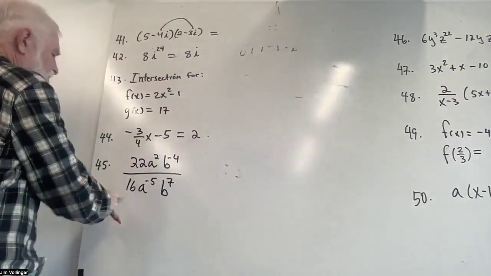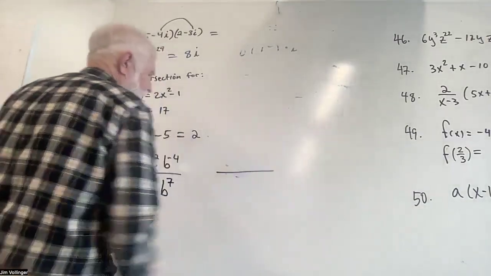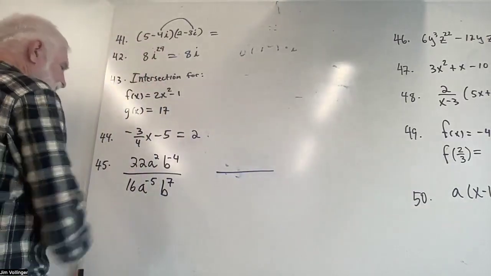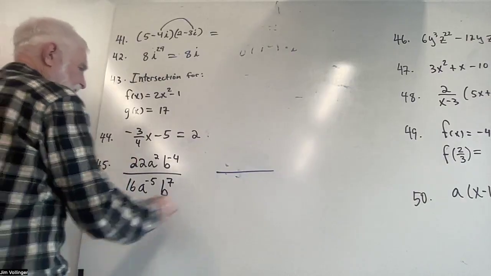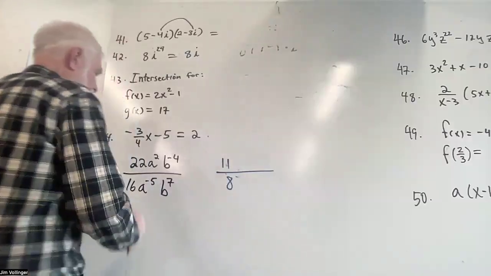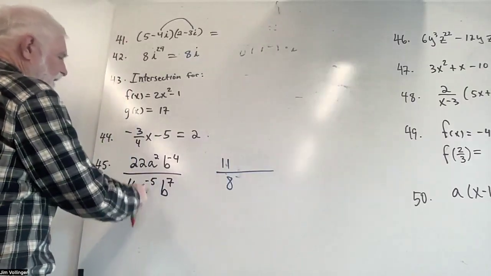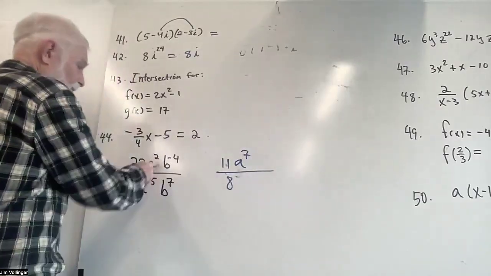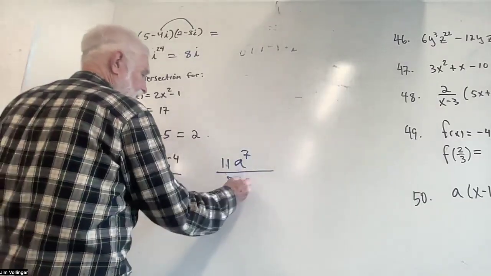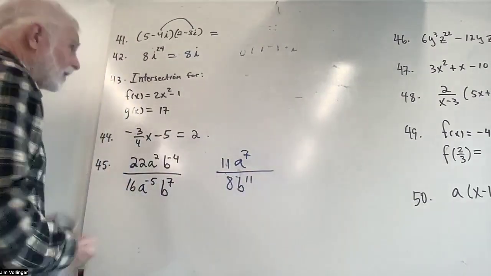All right. Can you reduce 28 sixteenths? I hope so. 22 sixteenths, excuse me. Senility continues. 11 eighths. Can you move the a to the negative 5 into a to the 5 in the numerator and say a to the 7? Can you move the 4 into the denominator and say b to the 11th? Hope so.